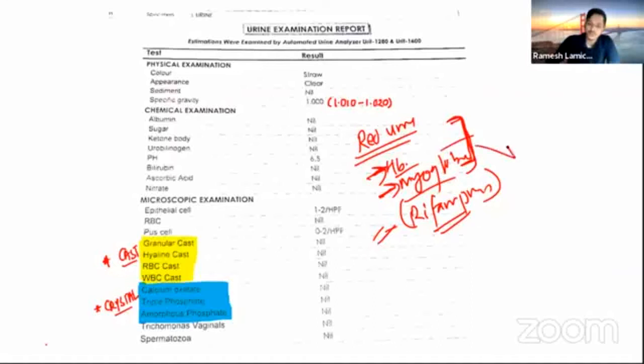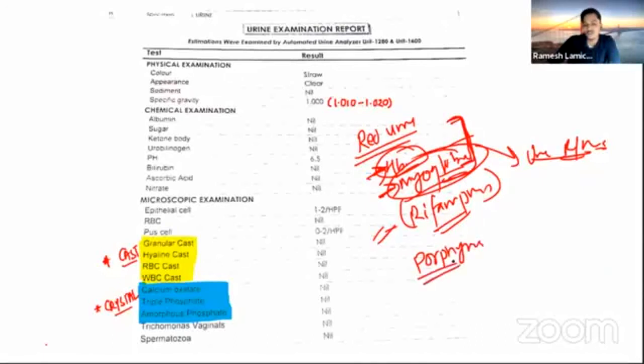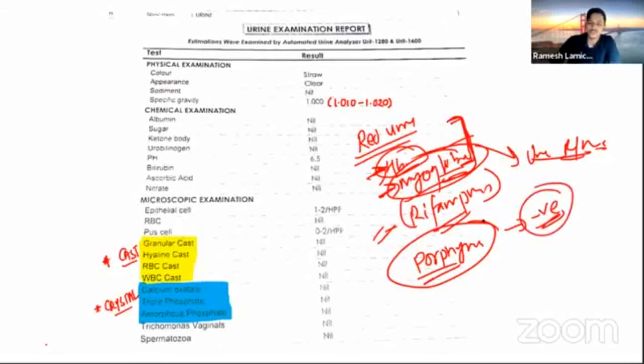differentiated on the basis of the presence of RBCs. In urine R/M we will see more RBCs in hematuria, but in myoglobinuria there will be no RBCs. So these two are positive for the dipstick test, but they can be differentiated. And another one is porphyria, which can also cause red urine. In porphyria the dipstick test is negative, and these two are dipstick positive.